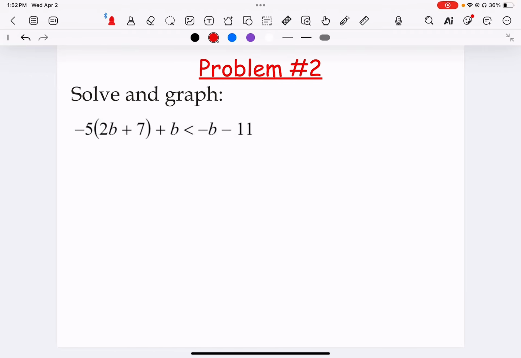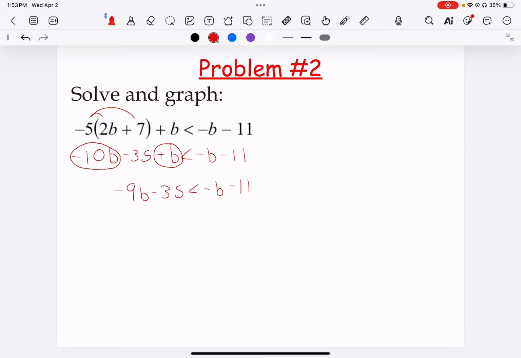Problem 2, now we have parentheses. To get rid of my parentheses, I'm going to distribute the negative 5 to both terms inside my parentheses. Negative 5 times 2b is negative 10b. Negative 5 times 7 is negative 35. And I bring down my plus b is less than negative b minus 11. I can combine the like terms on my left-hand side. Negative 10b plus b is negative 9b minus 35 is less than negative b minus 11.